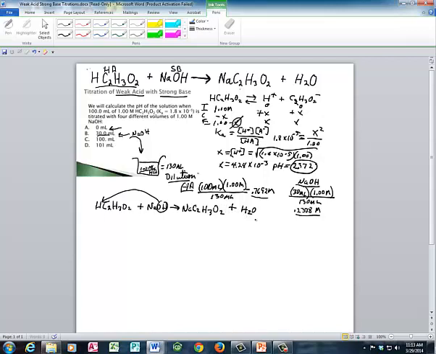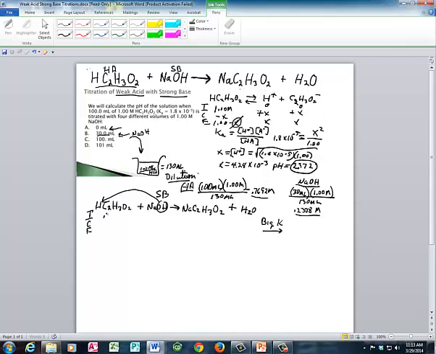Since this is a big K reaction, why is it big K? Because of the sodium hydroxide, the strong base. Anytime you have a strong base reacting with any acid, the reaction goes all the way to completion. So the table that we use when we have a big K reaction is the ICF table.